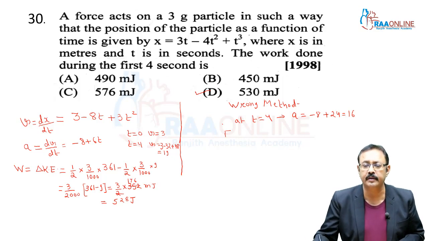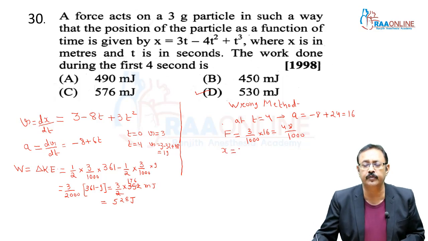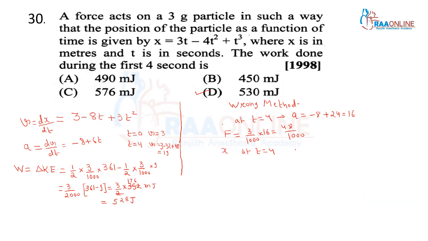And they are calculating force. Mass into acceleration, 3 upon 1000 into 16, 48 upon 1000. They are calculating x at t is equals to 4. They are getting x is equals to 3 into 4 minus 4 into 16 plus 64, 12. So they are saying work is equals to FD. Force was 48.